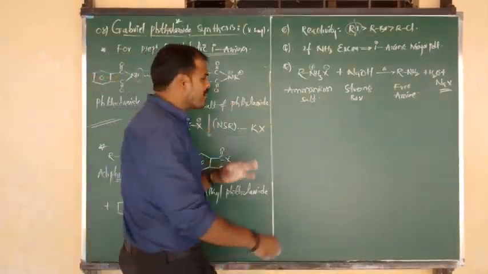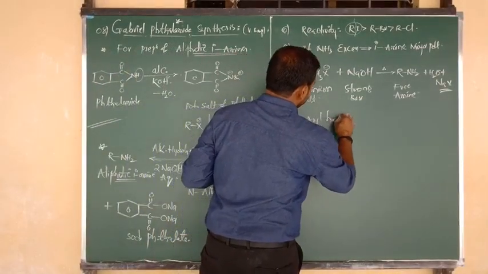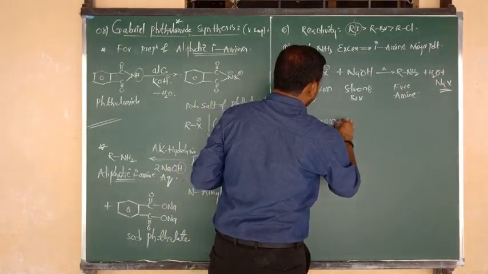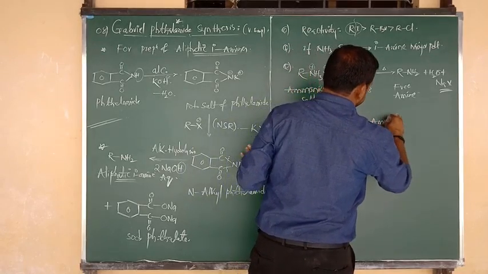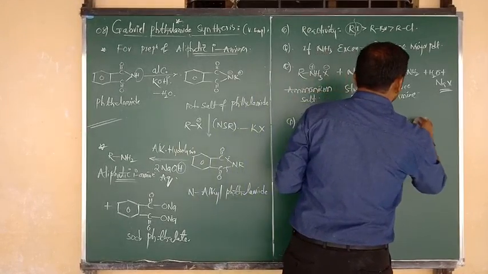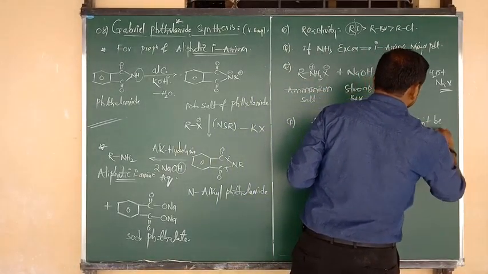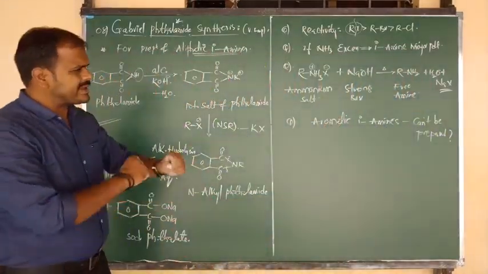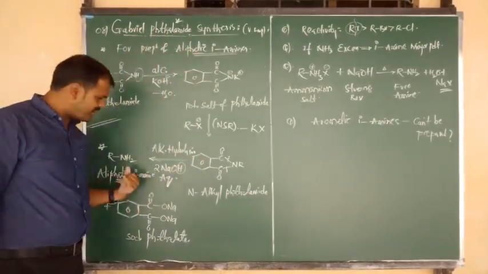So a textbook, a clear question is there. Aromatic primary amines cannot be prepared in Gabriel phthalimide synthesis. It is only for the preparation of aliphatic amine.